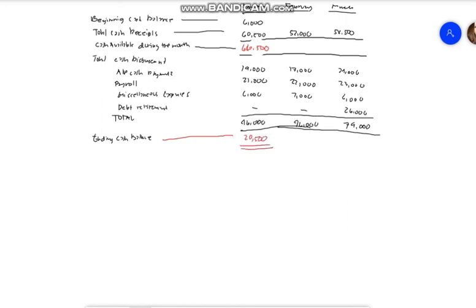Since this is the ending balance for January, this would be the beginning for February. So that's 20,500 plus 52,000, that's 72,500. We deduct the disbursement, so that's 26,500. And this 26,500 would be the beginning for March. Again, we add these two up. That's 85,000, and we deduct 79,000 from 85,000. So your ending cash balance for the month of March is 6,000.